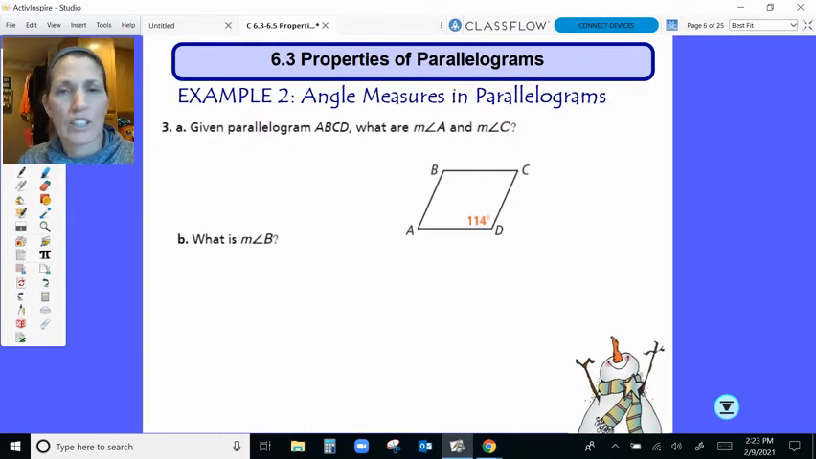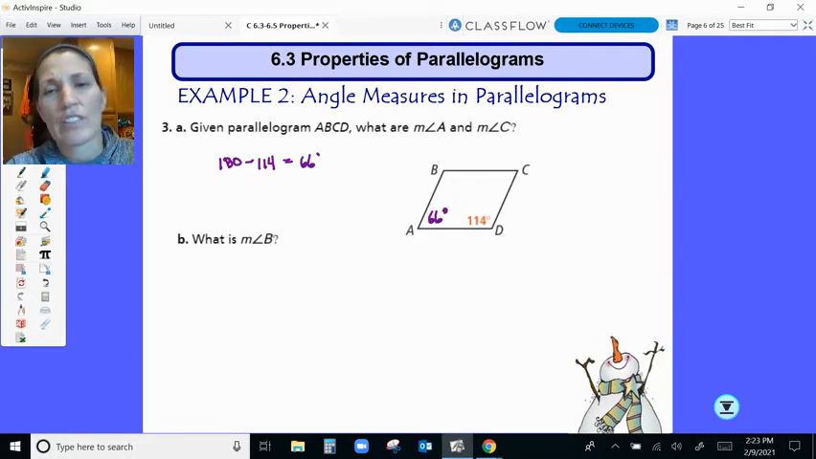All right, let's take a look at some angle measures now. Given this parallelogram, what are the measures of angle A and C? Well, I know that if D is 114, A and D are supplementary, right? And so if I take 180 and subtract 114, that should give me 66 degrees, which should be angle A right here, 66 degrees. Angle B is the same as angle D because they are opposite. So this should be the same as angle D, which is 114 degrees. Okay.